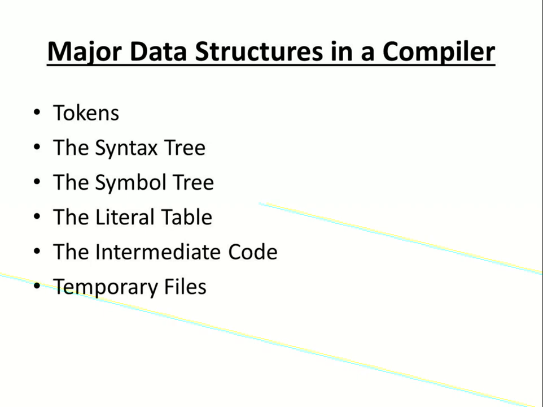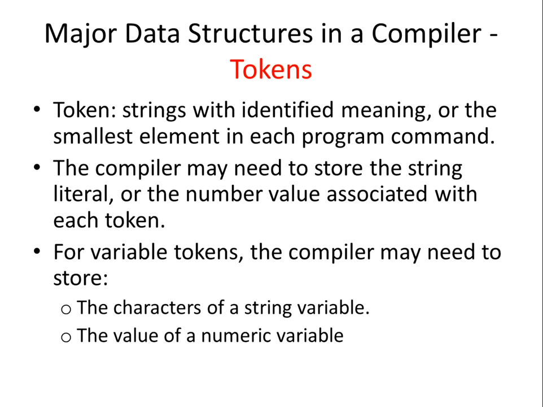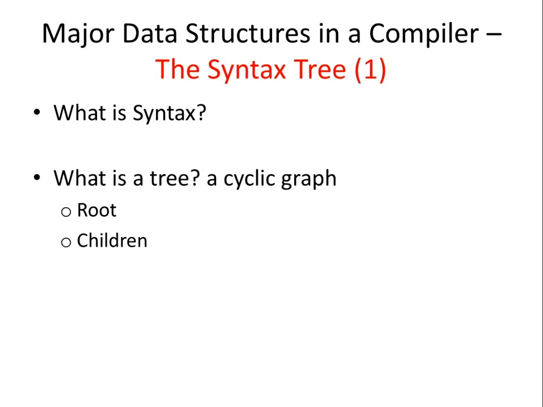Major data structures in the compiler. We have talked about tokens, the syntax tree, the symbol table, the literal table, the intermediate code, and the temporary files. Tokens are strings with identified meaning, or the smallest element in each program command. The compiler may need to store the string literal or the number value associated with each token. For variable tokens, the compiler may need to store the characters of a string variable or the value of a numeric value.